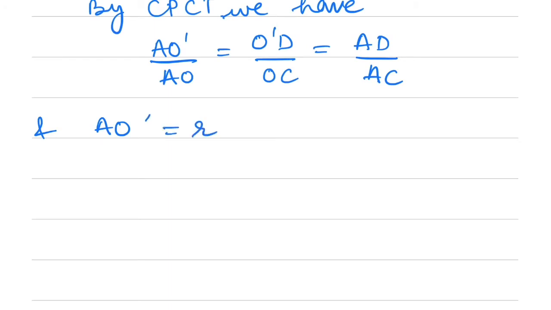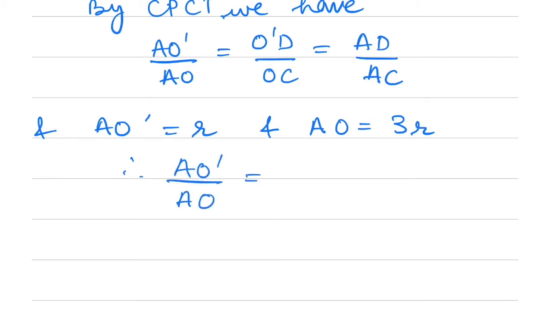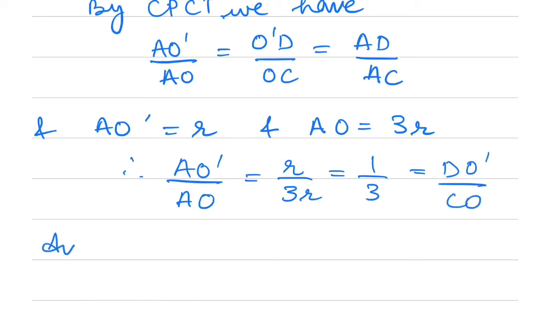and AO dash is equal to R and AO will be equal to 3R because the diameter of one circle and radius of other circle, so 3R. Therefore, AO dash by AO is equal to R by 3R. So this is equal to 1 by 3, and this is also equal to DO dash by CO. So answer we have DO dash by CO is equal to 1 by 3.